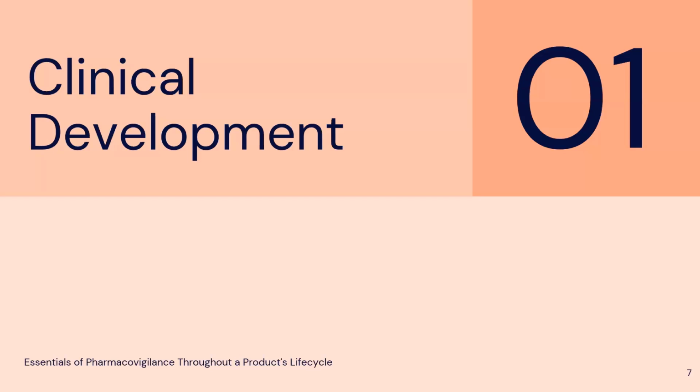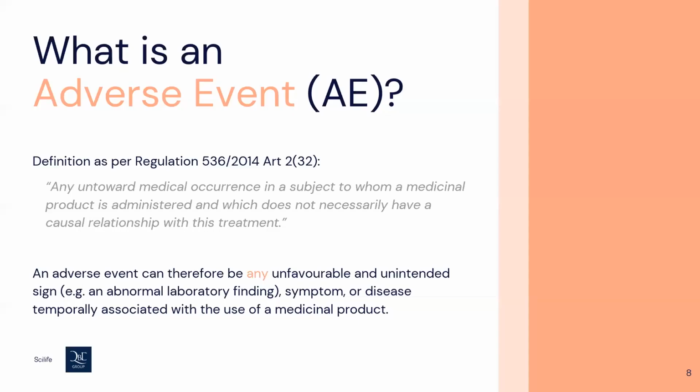In this section of the webinar, I will talk through the clinical development phase of a drug and how it ties in with pharmacovigilance. To start off with, I will go through some key terms which are used when a case is received during clinical trials. The first being an adverse event.